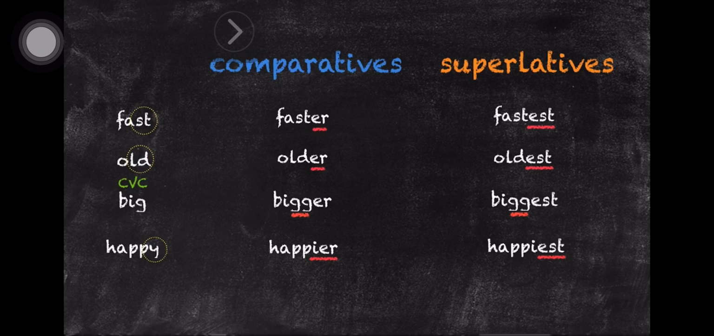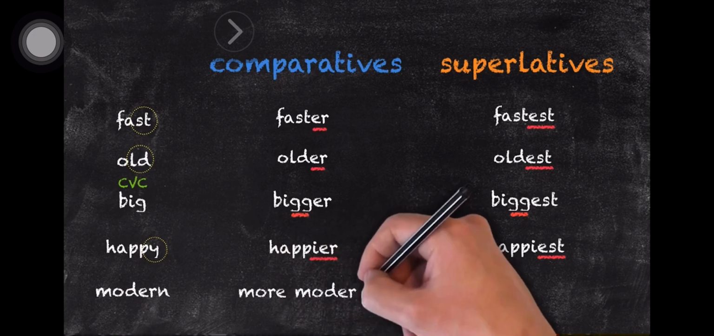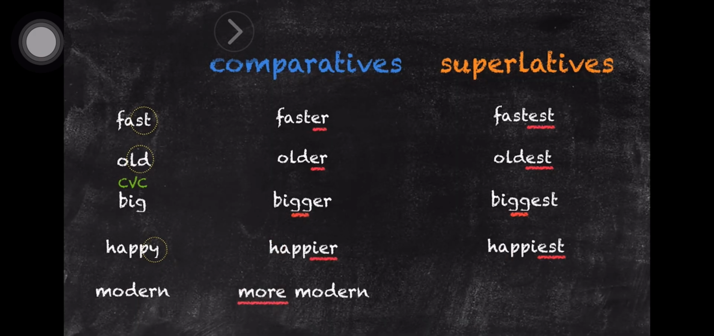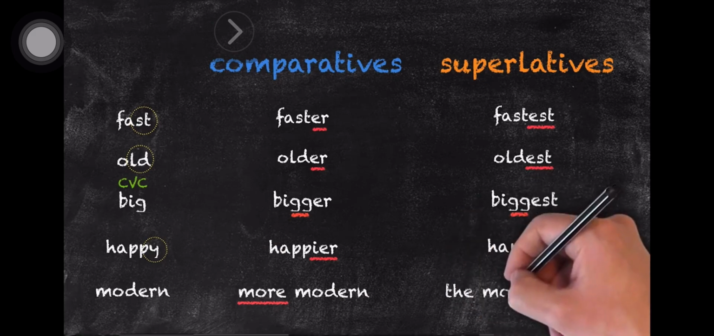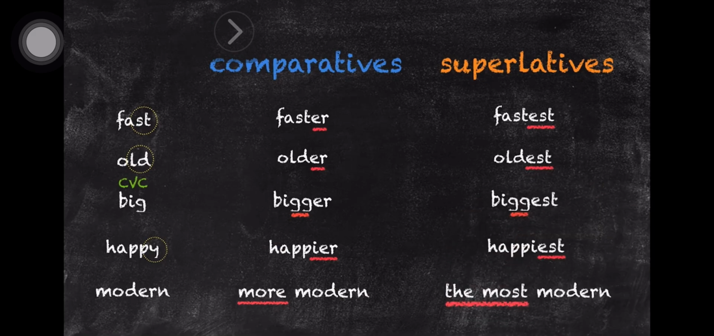We'll typically keep the adjective as the same adjective, here modern, but in order to make the comparative, we'll add more before modern. And when forming the superlative, we'll put the most before the adjective modern.